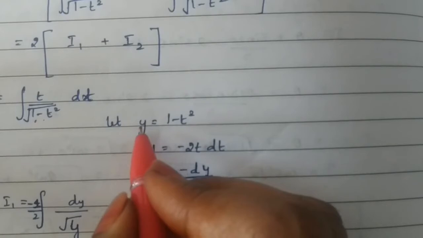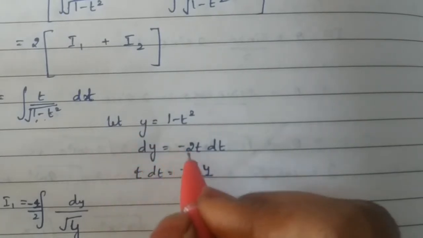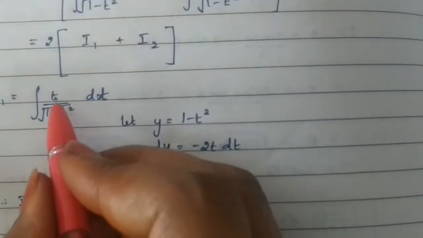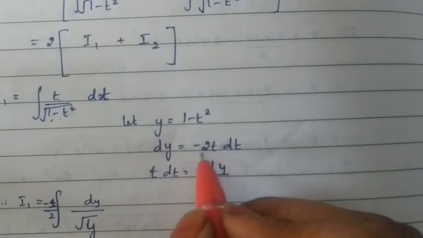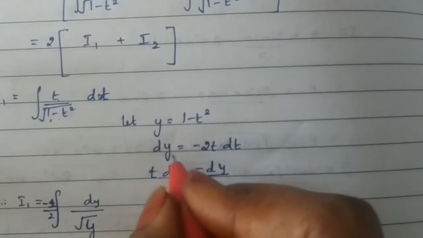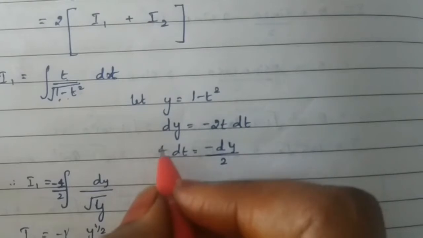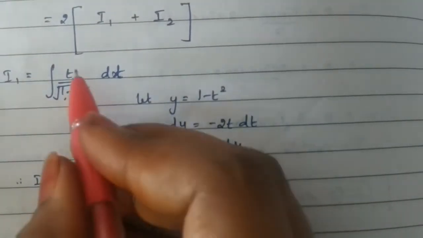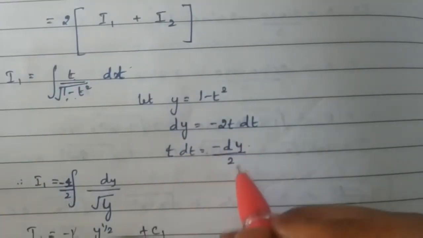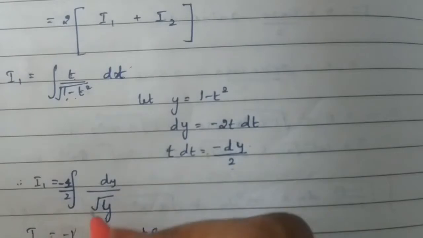You can also take u. When you differentiate, dy equals minus 2t dt. Here we need t dt, so bring this minus 2 to the denominator. Therefore you will get dy divided by minus 2 equal to t dt. So in this place, your t dt can be written as minus dy by 2.